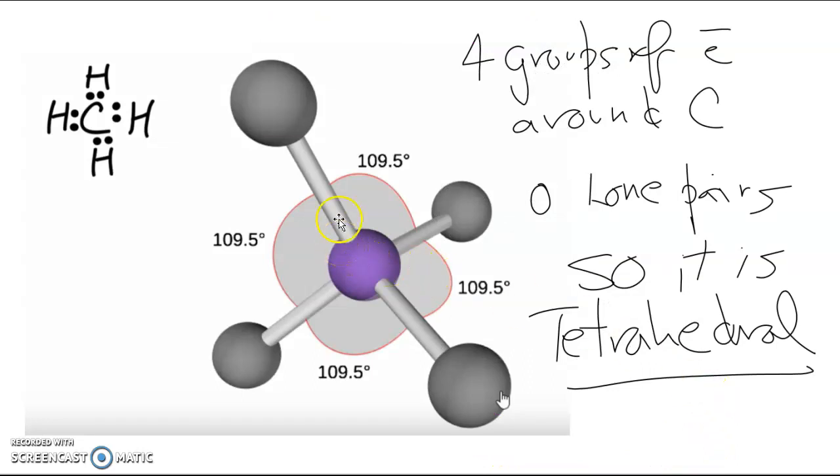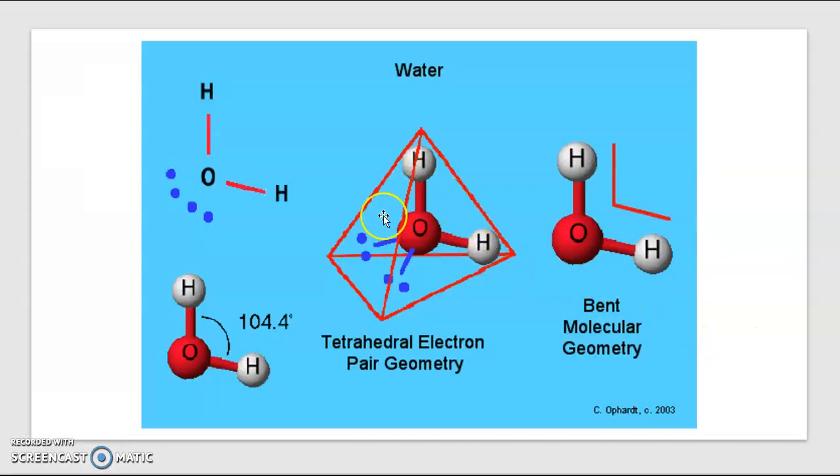For carbon and four atoms of hydrogen, the best representation is a tetrahedron. And as we have four groups of electrons around the carbon and no lone pairs, we say that the structure of the molecule is tetrahedral. In the case of water, it's also tetrahedral, but since we have two lone pairs of electrons, the molecule is bent, and the angle of bond is 104.5 degrees.